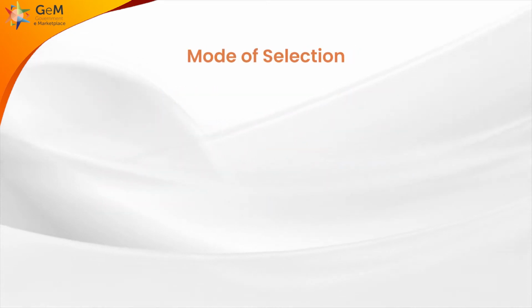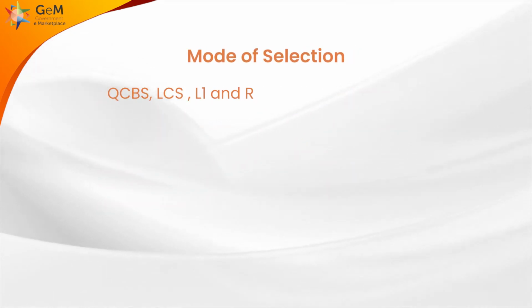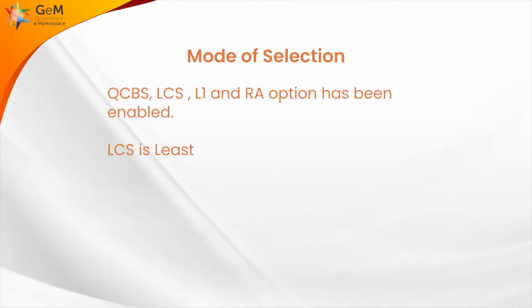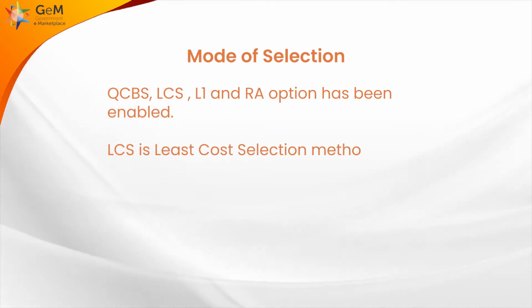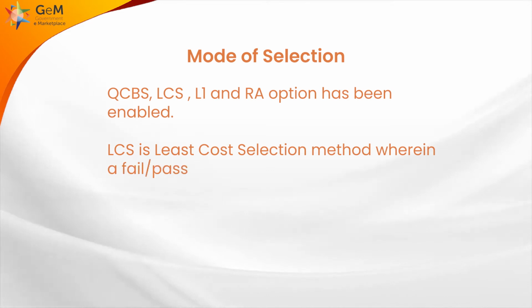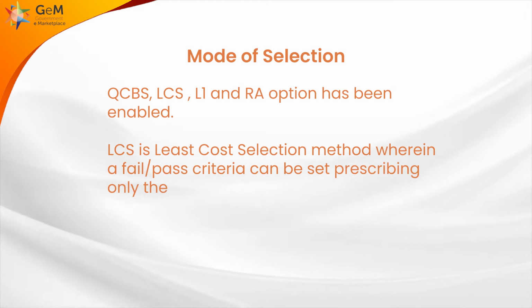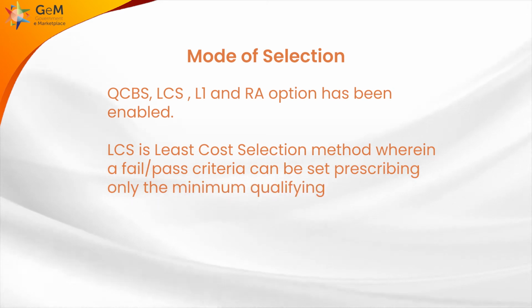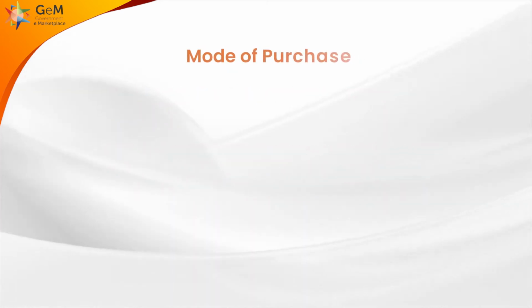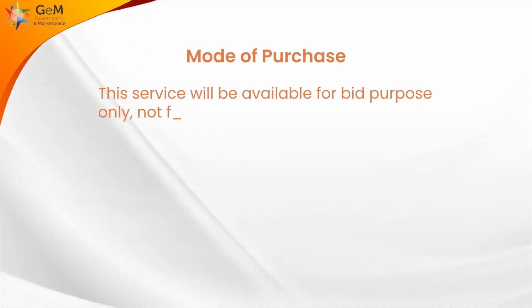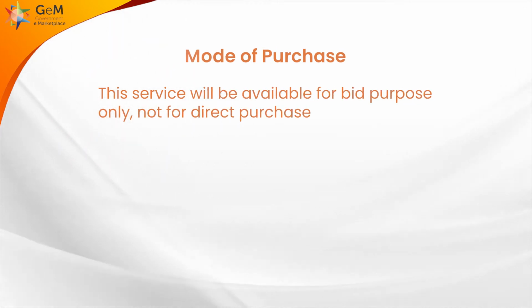Mode of selection: QCBS, LCS, L1 and RA option has been enabled. LCS is least cost selection method, wherein a fail or pass criteria can be set, prescribing only the minimum qualifying benchmark. Mode of purchase: this service will be available for bid purpose only, not for direct purchase.